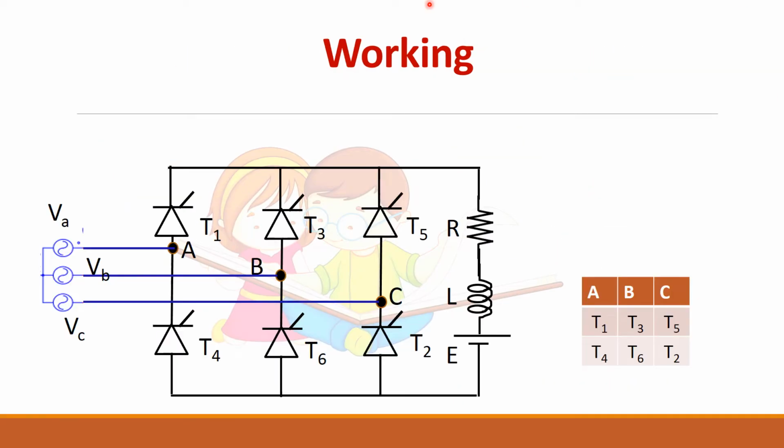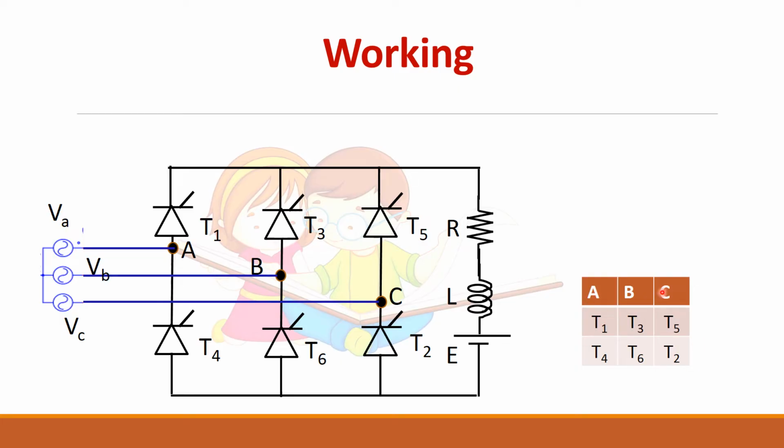Now let us see how this three-phase converter works. It is basically a three-phase converter supplying an RLE load. RLE represents a DC motor load, where R is the armature resistance, L is the armature inductance and E is the back EMF. Always try to draw this table which represents the circuit, because it will be difficult to draw the circuit again and again. So you remember this pattern alone.